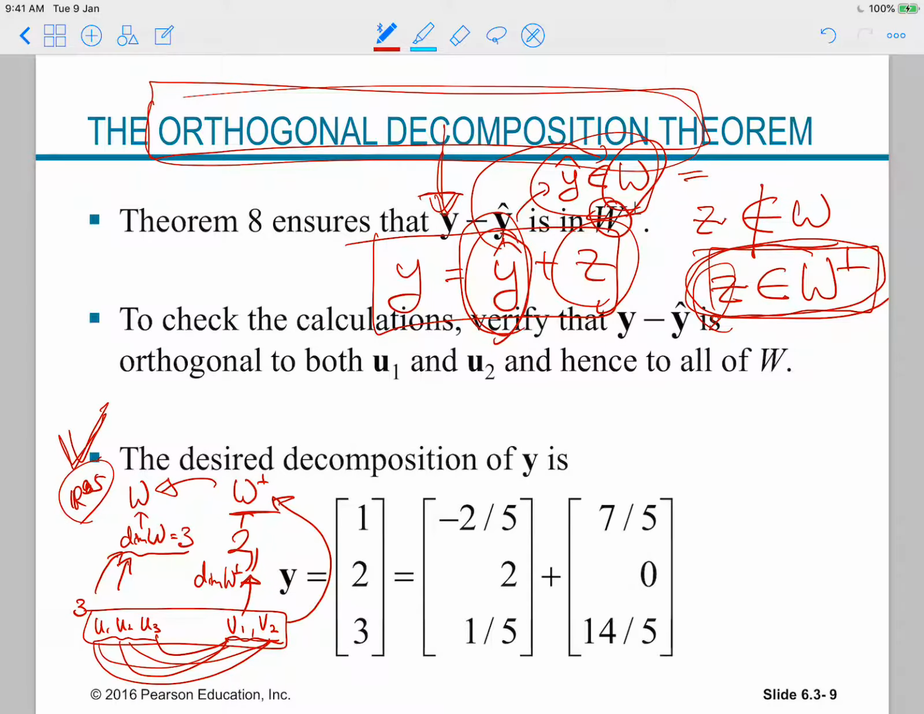So that is the high-level point or characteristic of this orthogonal decomposition.